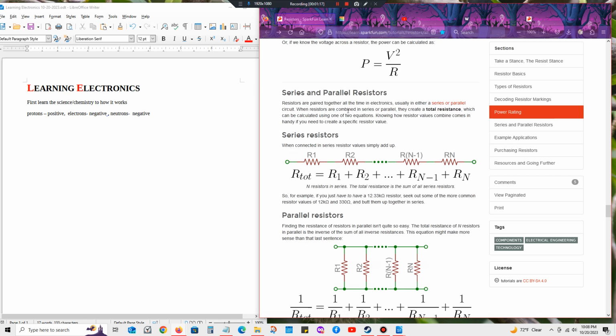When resistors are combined in series or parallel, they create a total resistance, which can be calculated using one or two equations. Knowing how resistor values combine comes in handy if you need to create a specific resistor value. So resistors connected in series simply add up.